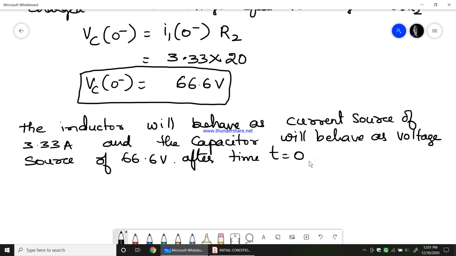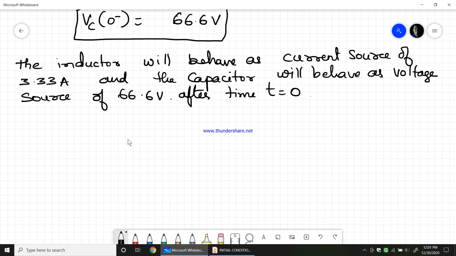I1 of 0 minus and VC of 0 minus. We also found I2 of 0 minus, which is equal to 0. Now let us write the new circuit when time t equals 0.